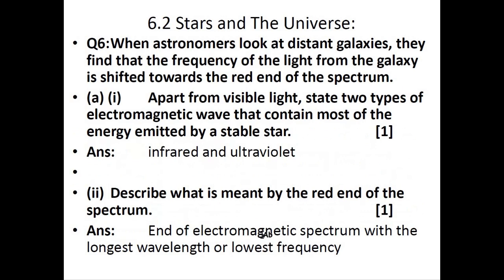When astronomers look at distant galaxies, they find that the frequency of light from galaxies is shifted towards the red end of the spectrum. Apart from visible light, state two types of electromagnetic waves that contain most of the energy emitted by a stable star. Obviously, only two possible answers over here: infrared and ultraviolet. Describe what is meant by the red end of the spectrum. It is the end of the electromagnetic spectrum with the longest wavelength or the lowest frequency, as discussed above.